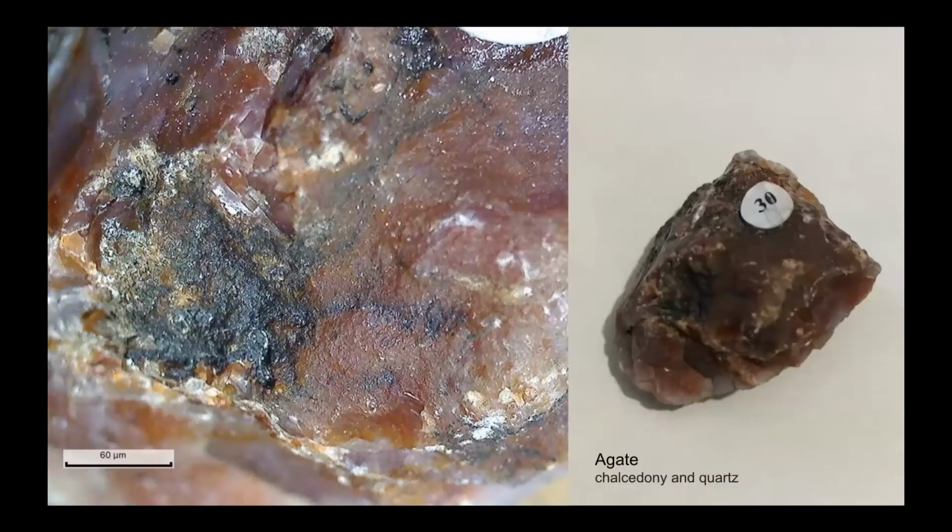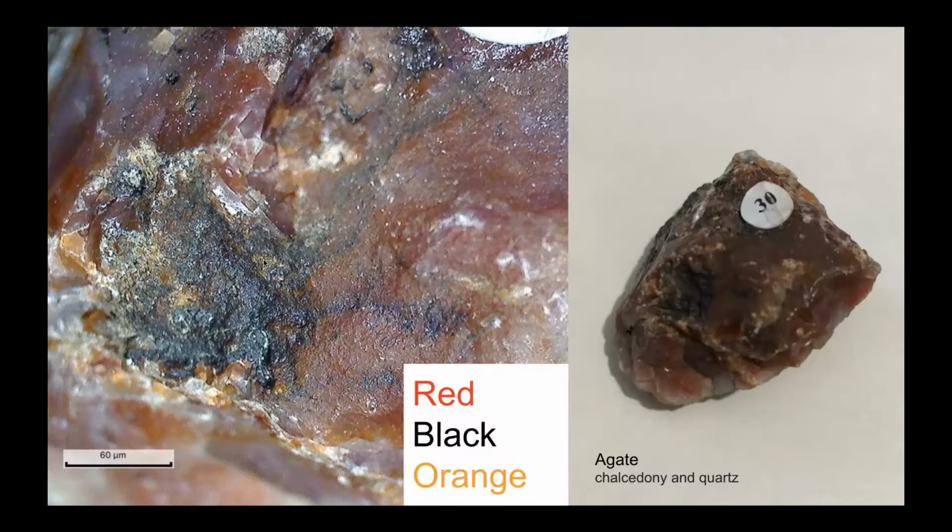This is called agate. What are some colors that you guys see in this rock? Agate is made out of two different minerals. Again, remember, rocks are made out of smaller stuff called minerals. And some of the colors that I see, there's a lot of red. We also have a big chunk of black, and we have some orange over here on the bottom.